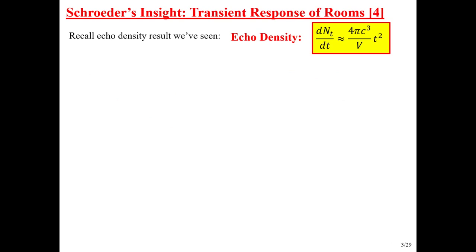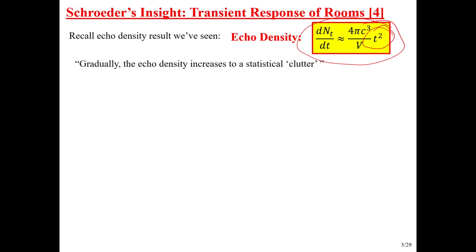He also gained insight from this formula, which we saw two note sets ago. The echo density grows as the square of time, so it grows quadratically with time. So the density of the echoes goes up and up very quickly as time goes on, or in other words, the echoes get very closely spaced, closer and closer as time goes on.